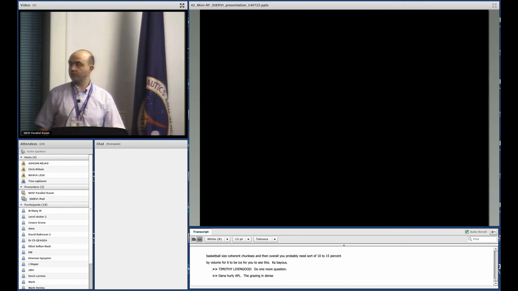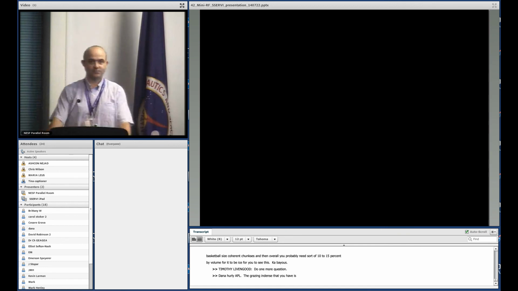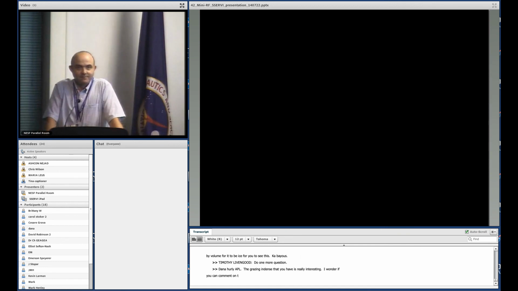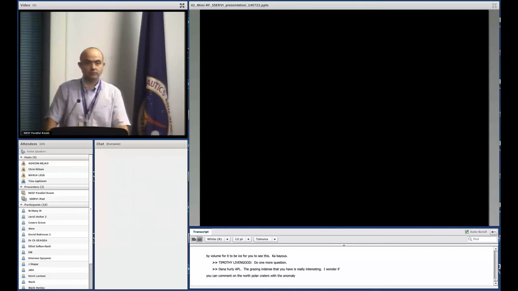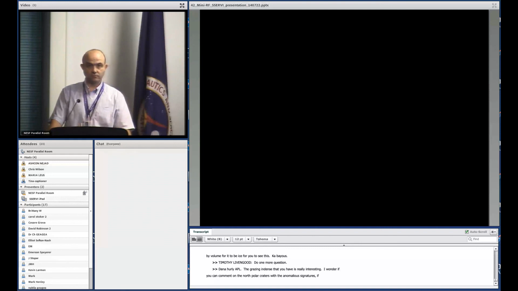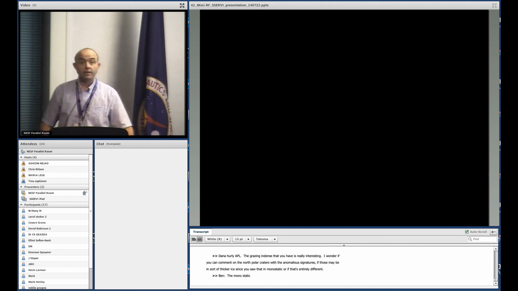Okay, let's do one more question. Dana Hurley, APL. So the grazing incidence idea that you have is really interesting at Cabeus, and I'm wondering if you can comment on the North Polar craters with the anomalous signatures, if those may be indicative of thicker ice, since you saw that in the monostatic, or if that's just entirely different.